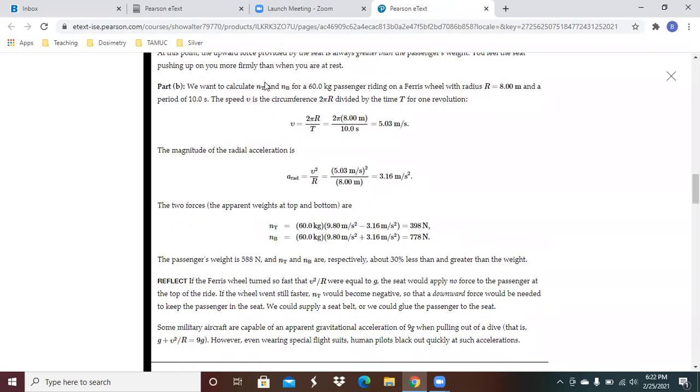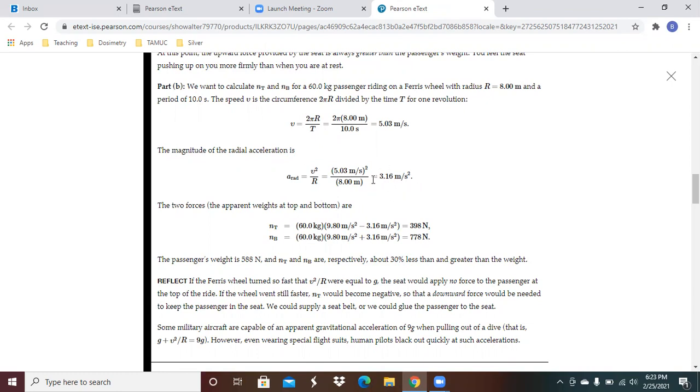So if we want to calculate these normal forces for a 60 kilogram passenger with this radius and this period, we know how the velocity is computed, which is to say 2 pi r divided by T. Run through all of that, we get that. The magnitude of the radial acceleration we know is going to be v squared over r.